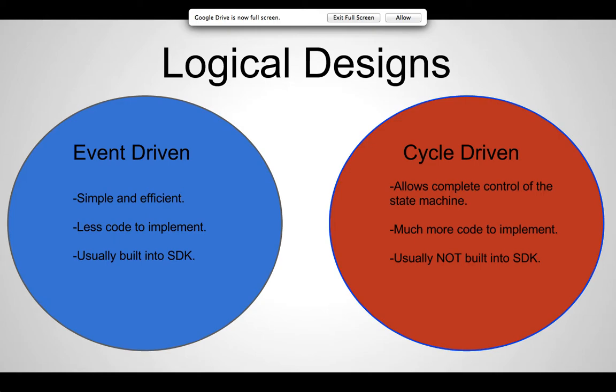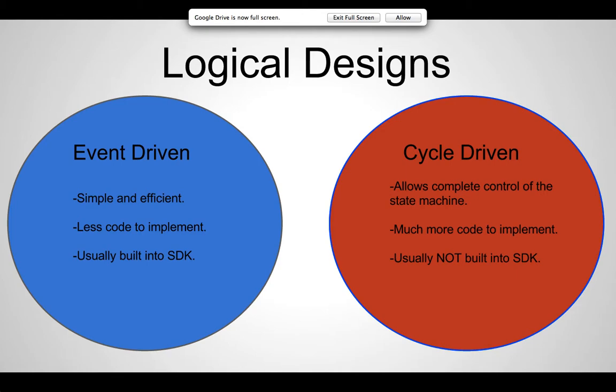Some of the basic design logics: the two biggest logics that we have are event-driven and cycle-driven. Event-driven is very simple. It's efficient. You have a button that does X, or X and Y, or X, Y, and Z. Very little code to implement. It's usually built into the SDK.